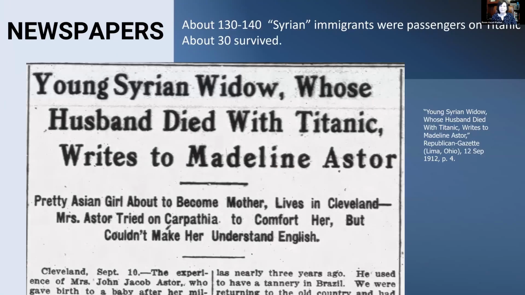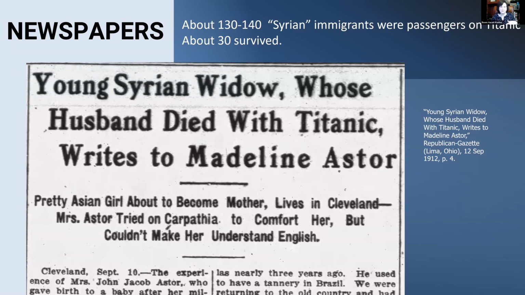So let me give you an example. Here was a newspaper article: Young Syrian widow whose husband died with the Titanic writes to Madeline Astor. So this is a story. You go further down, and they talk about the Syrians, which could be anywhere in the Levant area, Syria, Lebanon, Palestine, Syrian immigrants that were passengers on the Titanic, and 30 survived. And so maybe that's something that's related to your family and you didn't realize it. There are a lot of newspaper articles out there about it.